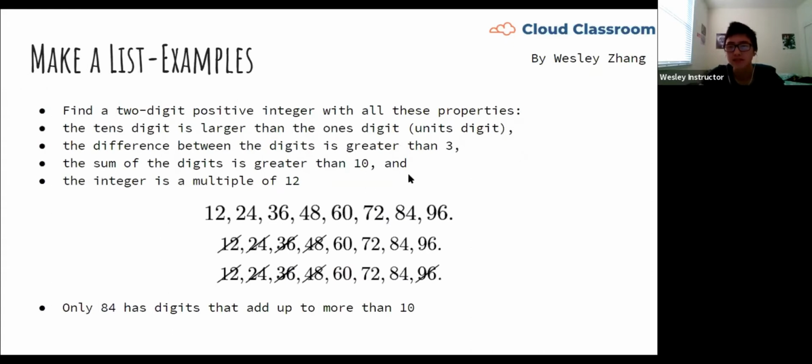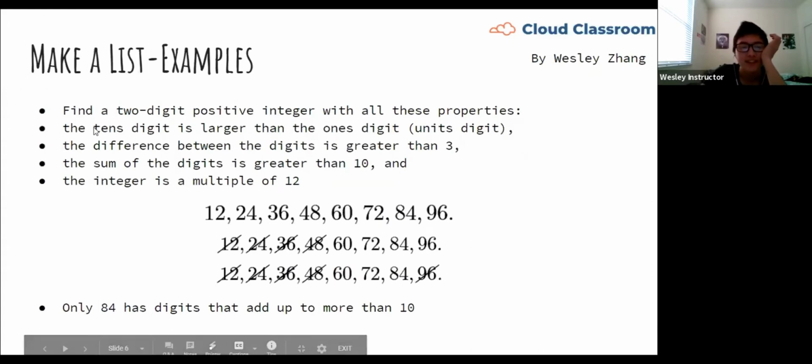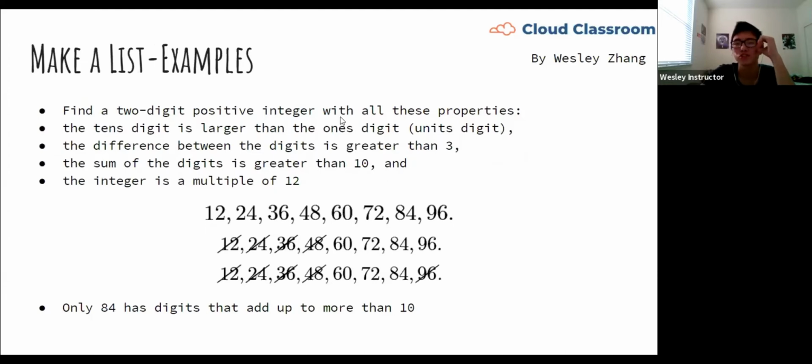All right, the next method is making a list. So find a 2-digit positive integer with all these properties. The tens digit is larger than the ones digit, the units digit. The difference between the digits is greater than 3. The sum of the digits is greater than 10, and the integer is a multiple of 12. So we want to make a list of all of these.